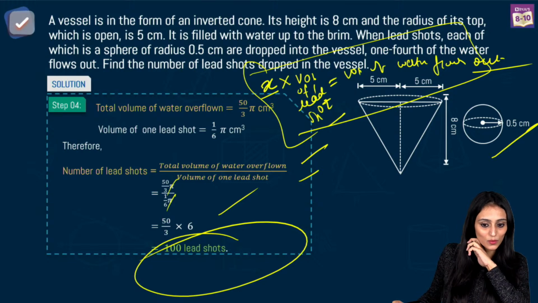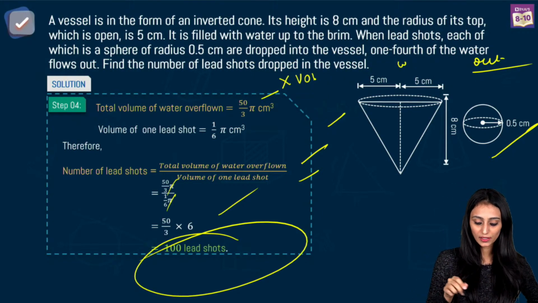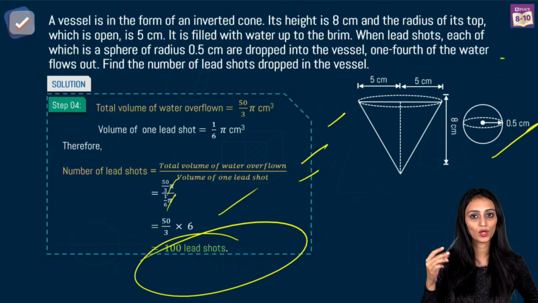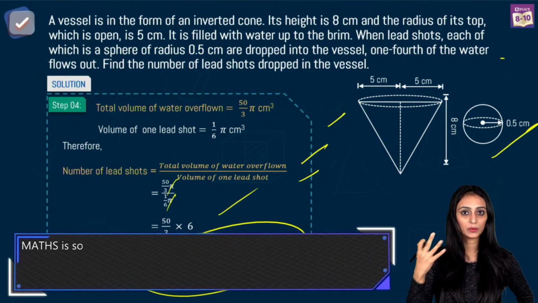Astha, not clear. Where do you have confusion? The basics. I'm sure that nobody would have confusion in this: how to find out the volume of a cone or a volume of a sphere. That is simple. Only the concept you need to understand.